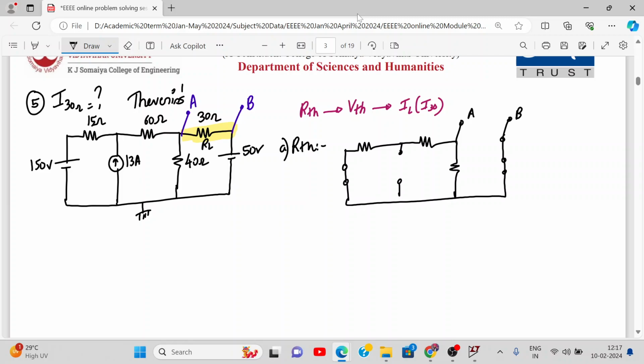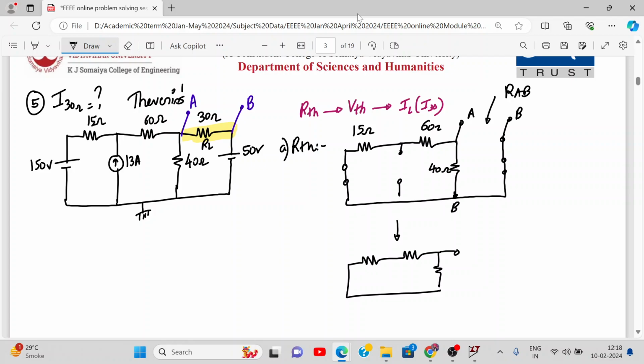Now tell me, what is RAB? We need to find RAB. This B is here only, as good as, yes or no? So this is 15, this is 60, this is 40. I can simplify this circuit to this network: this is A, this is B, this is 40, 60, 15.